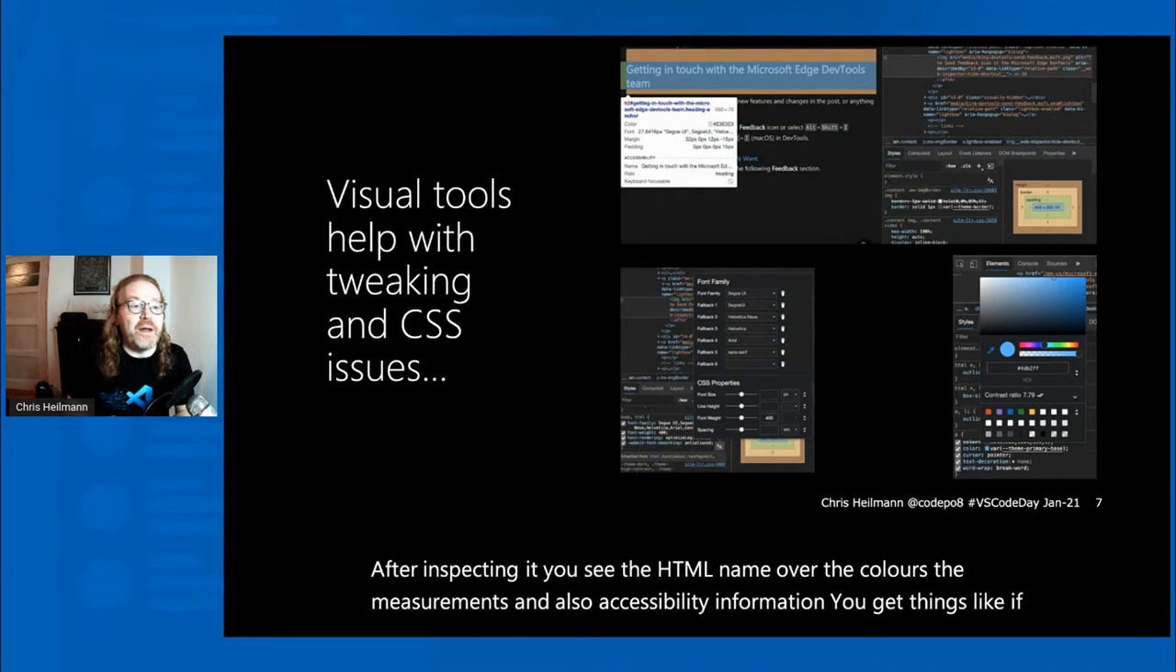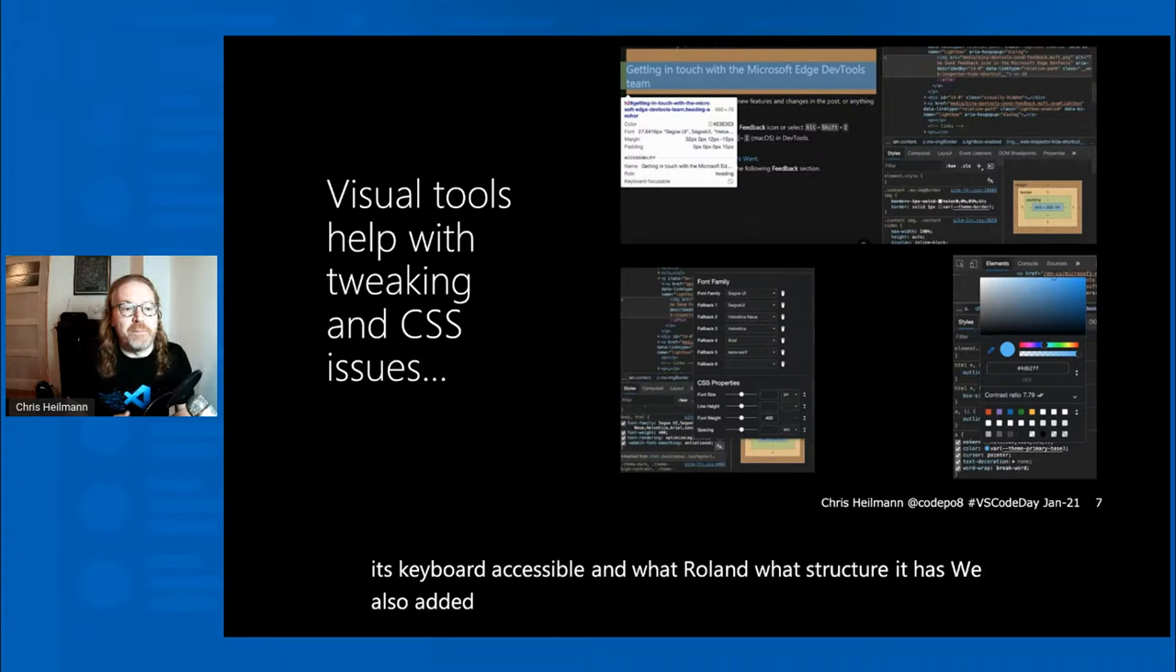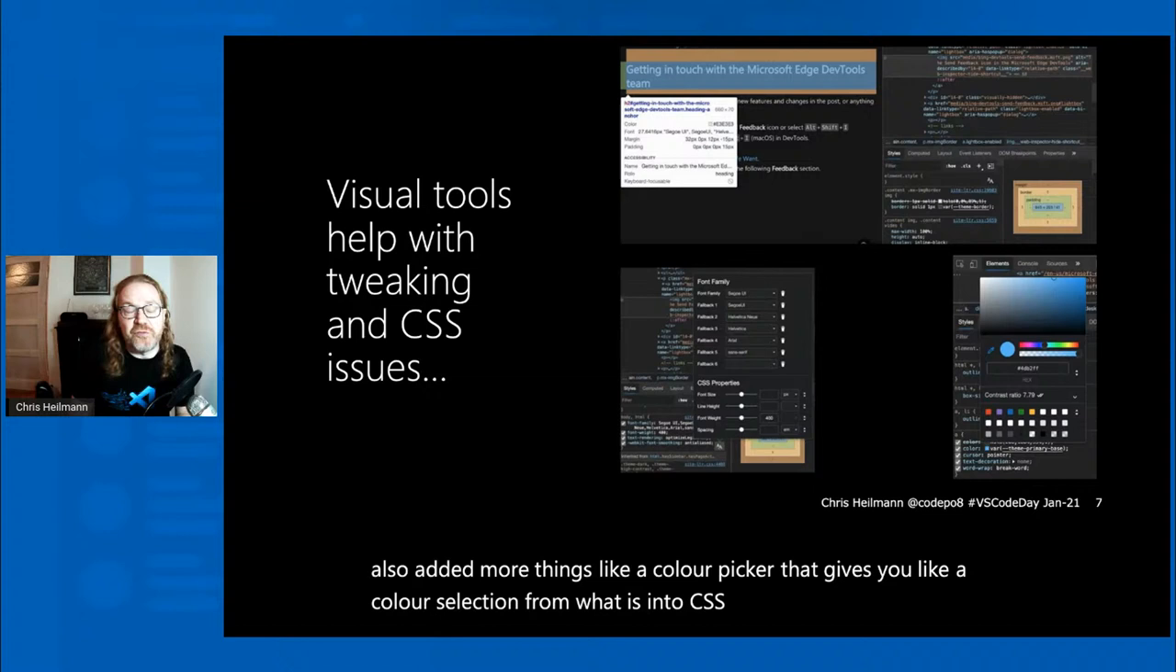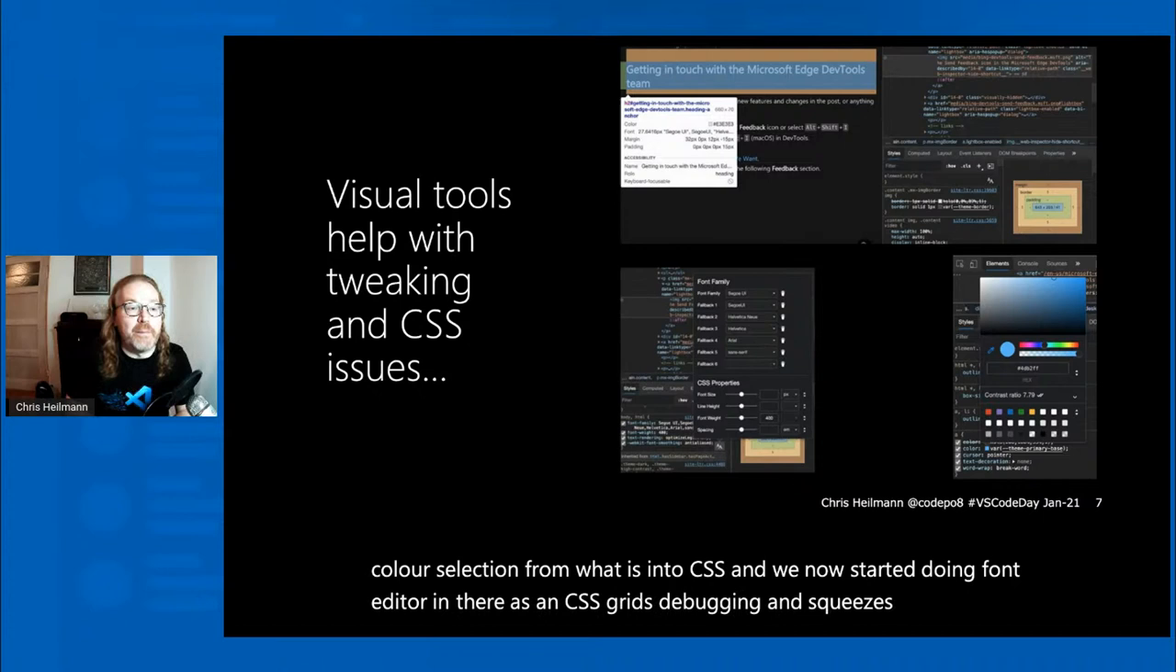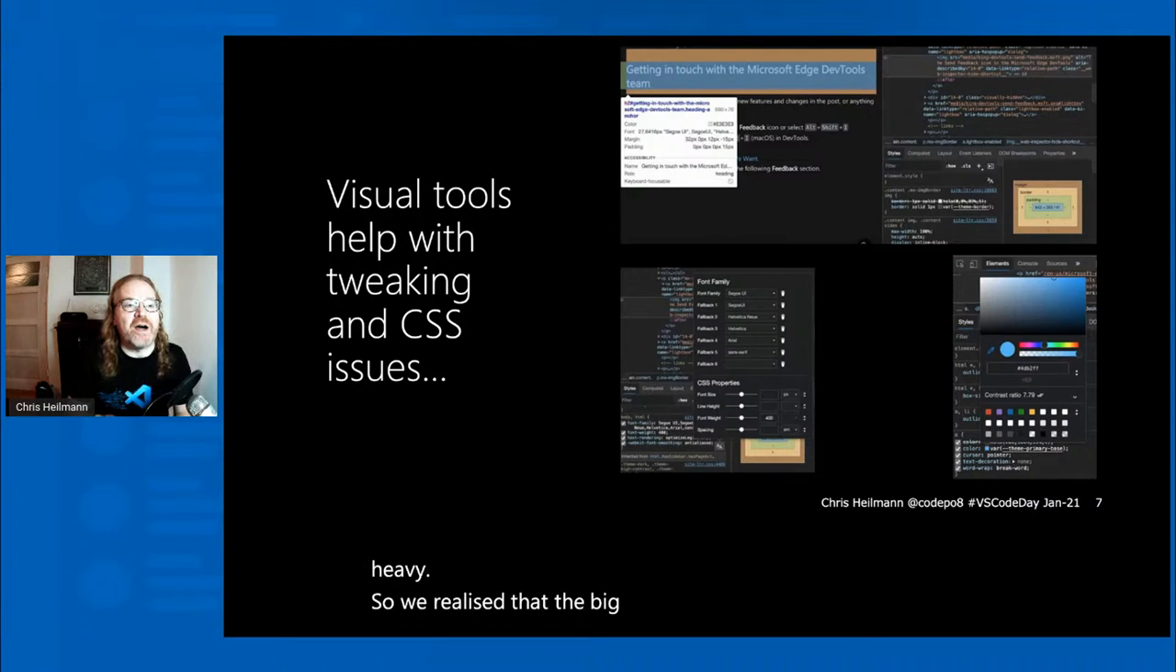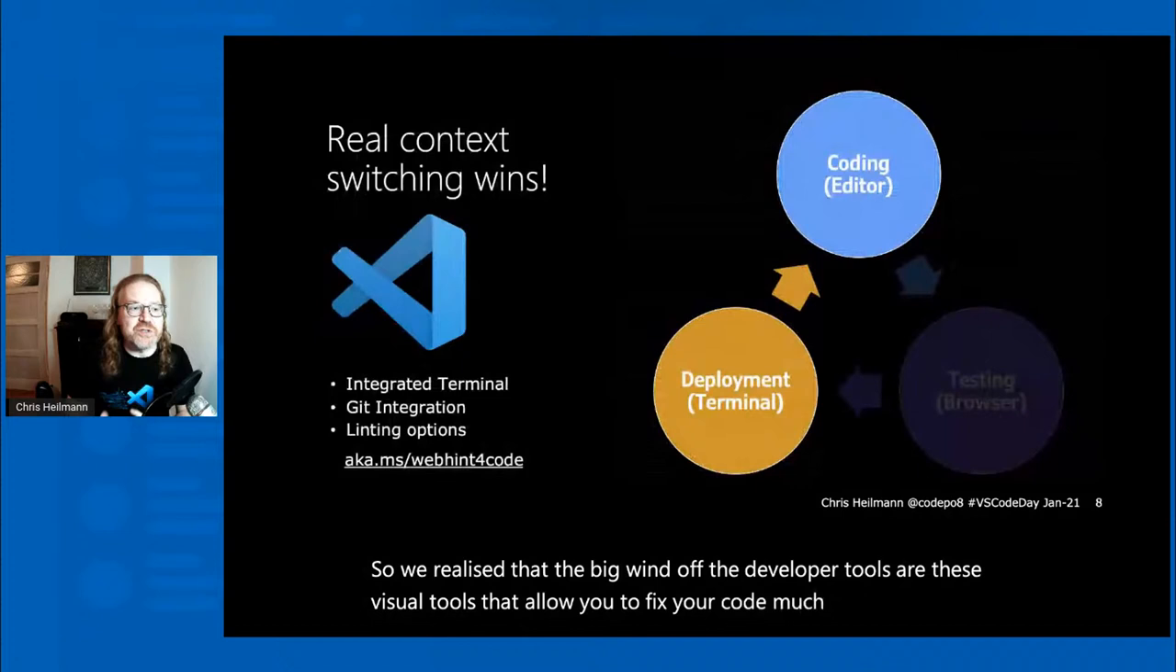We also added more things like a color picker that gives you a color selection from what is in the CSS. And we now started doing a font editor in there as well, and CSS grid debugging and CSS flexbox debugging, because CSS has become quite heavy. So we realized that the big win of the developer tools are these visual tools that allow you to fix your code much better.